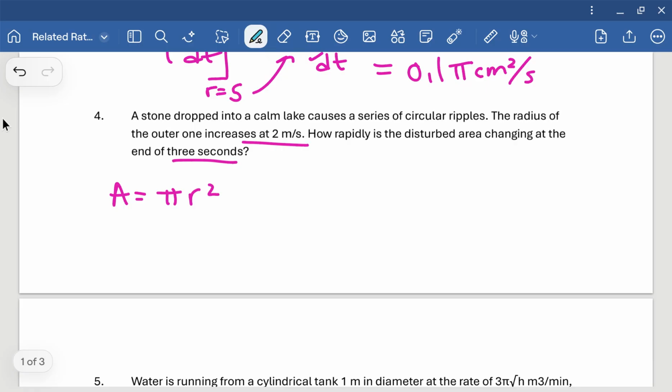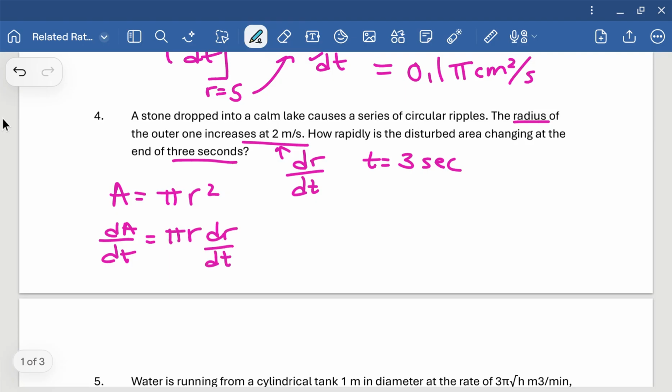And because this is talking about the radius, I will use the dr over dt instead of the dx, but same idea, right? And we want to know at the end of 3 seconds, so time is 3. So let's first take our first derivative. So dA over dt will equal pi r, and then dr over dt. So we have that information.